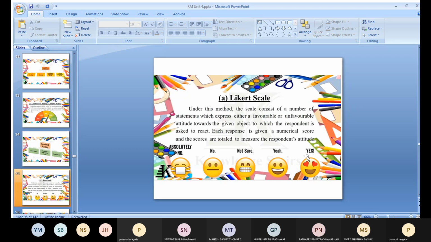Suppose someone has achieved something, a gold medal in university rank. In that case, we cannot send absolutely no. We have to send him congratulations, a bouquet and so on. Such kind of things are there. So Likert scale means the reaction given for a particular question. This is called a Likert scale. Have you understood this?